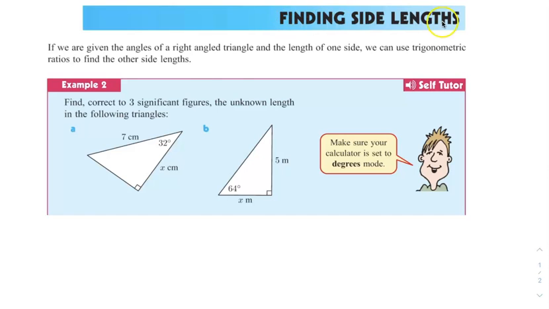Finding side lengths. In this lesson, we'll be given triangles with an angle and various sides. We want to find the missing side. So the way we do this, the key here is doing SOHCAHTOA.